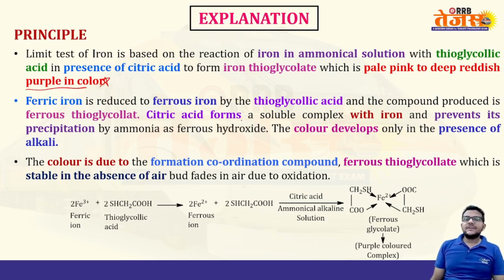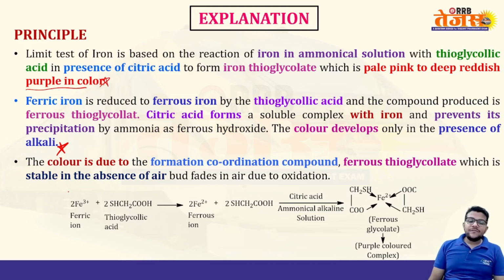Citric acid forms a soluble complex with iron, and it prevents its precipitation by ammonia as ferric oxide. So the color develops only in the presence of alkali. The color is due to the formation of a coordination compound, ferrous thioglycolate, which is stable in the absence of air but fades in air due to oxidation.